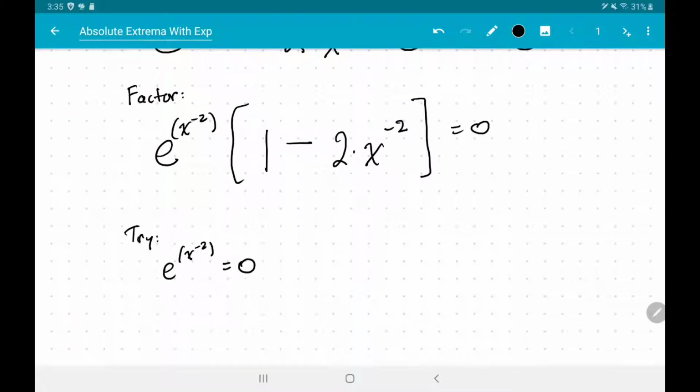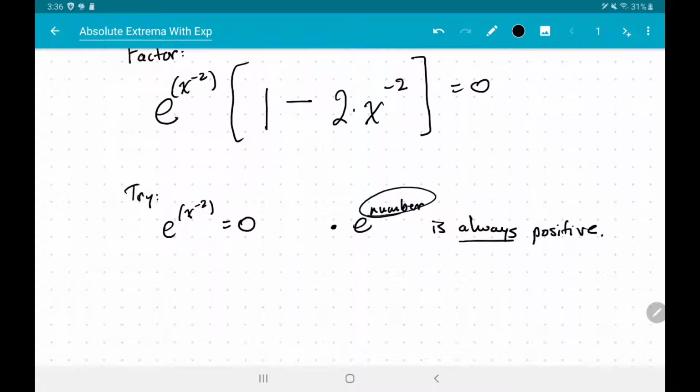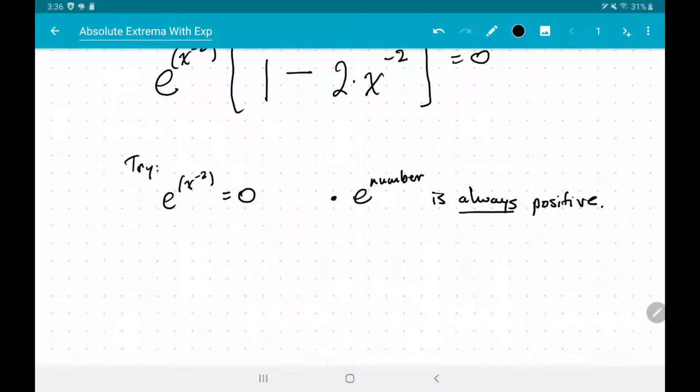Now at this point, I need to remind you of something about the exponential function. There are two ways to see this. The one way is that e to a number is always positive. Never 0, never negative. That means that there is no number you can stick up here to get e to that number equals 0. That means that there is no number you can put in for x that will give a solution to e to the x to the minus 2 equals 0. So that's the first way that you would know that this has no solution.